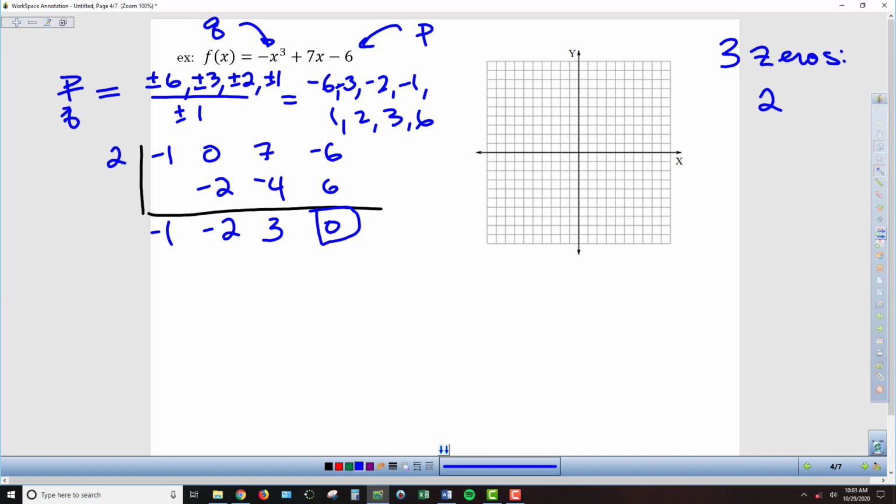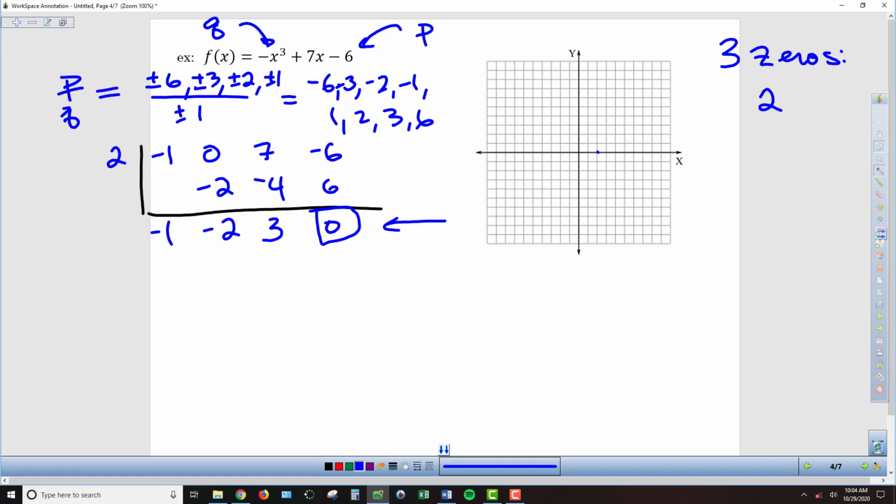I go to 2 along the x-axis and put a dot there. Again, if I had gotten something other than 0 as a remainder here, I would know that I didn't get a zero, but I would at least know that 2, comma, and then whatever the remainder is, would be a point that my graph would go through. So I at least know that much.